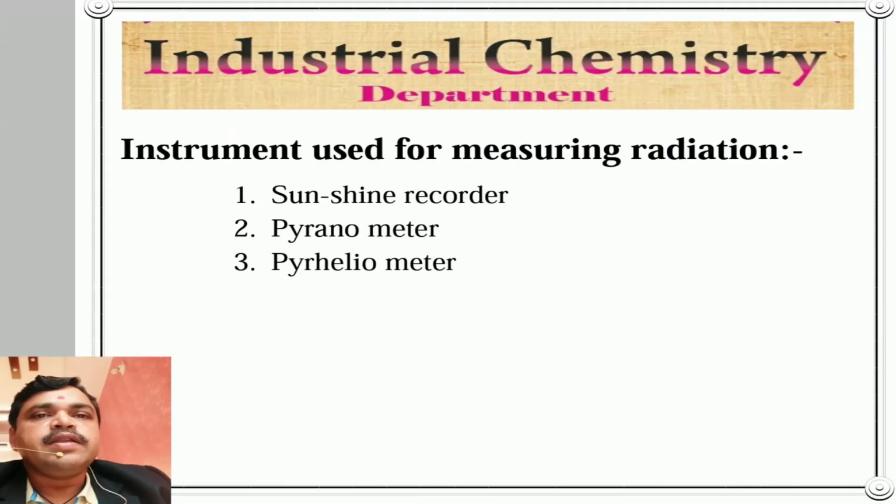Next topic for solar radiation is the instruments used for measuring radiation. According to our syllabus, we are studying three instruments for the measuring of solar radiation. Number one is sunshine recorder. Number two, pyranometer. And number three, pyrheliometer. So, first of all, we start with sunshine recorder.